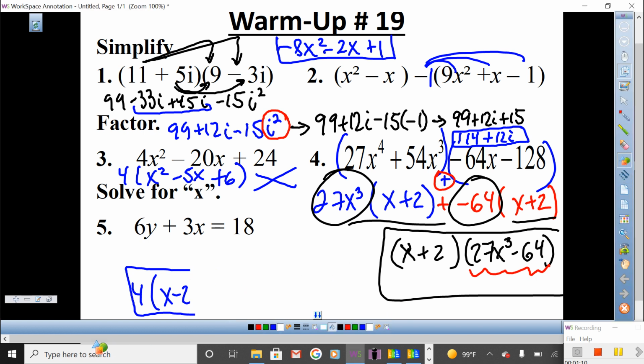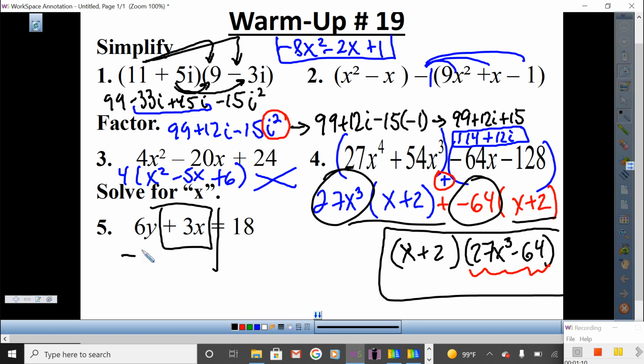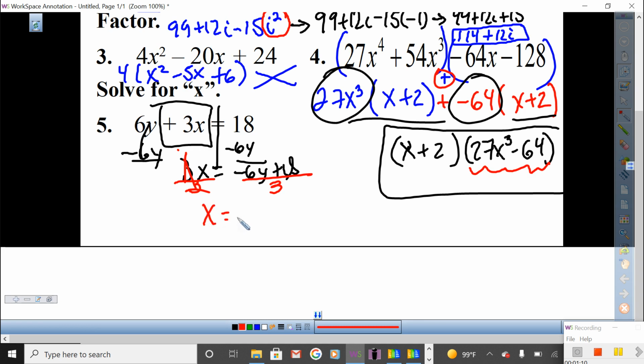Number 5. It says solve for x. So line down the equal sign. I need to leave x by itself. So I start with minus 6y, minus 6y. We're left with 3x equals negative 6y plus 18. How do I get rid of this 3? Divide by 3, divide by 3. Therefore, x equals negative 2y plus 6. And if you guys noticed, now I'm introducing a 2-variable equation because we're about to get into functions.